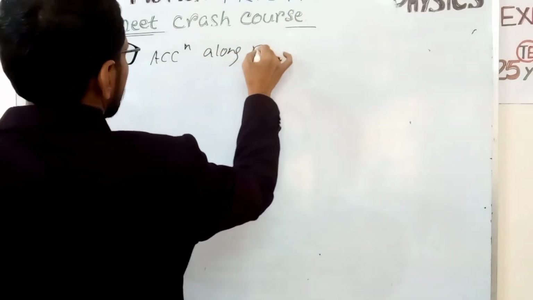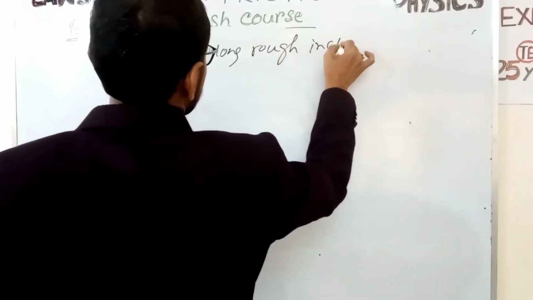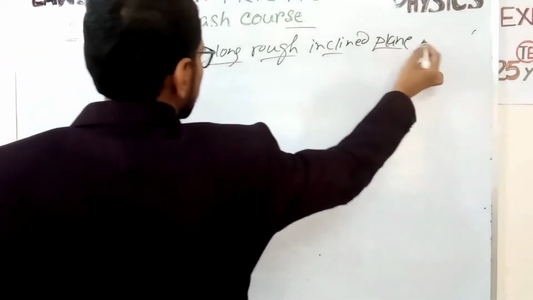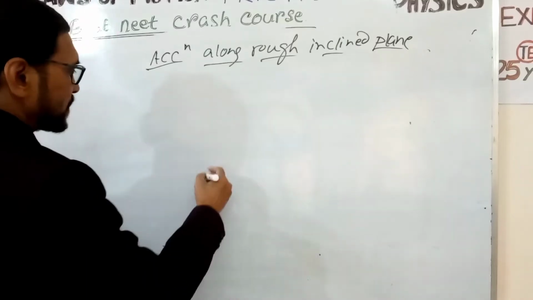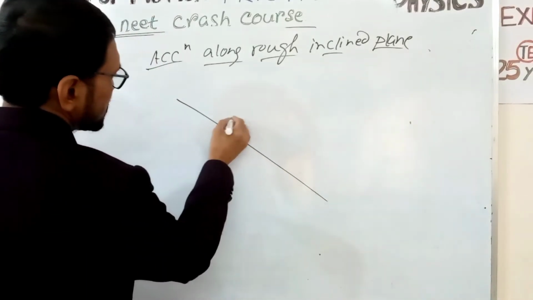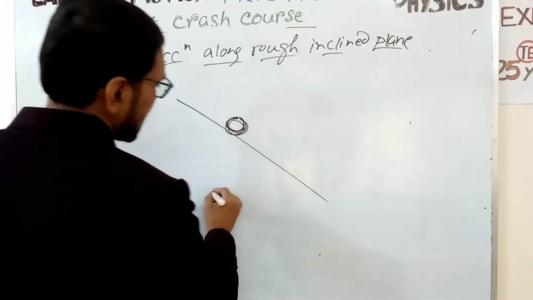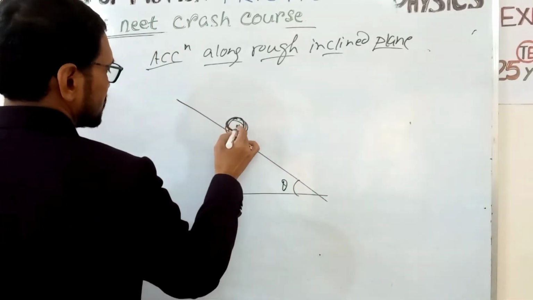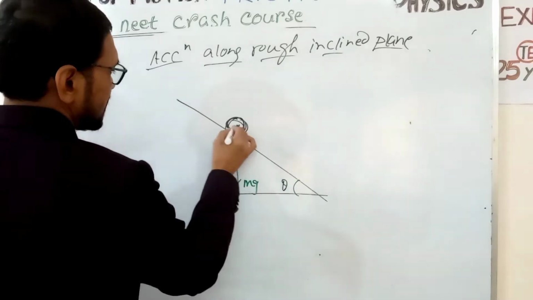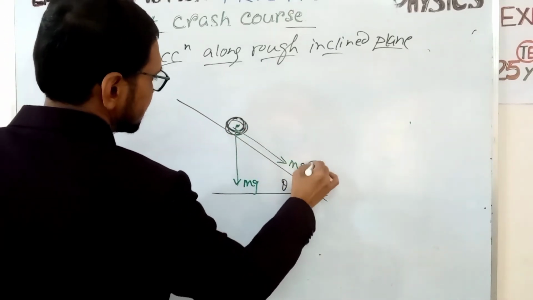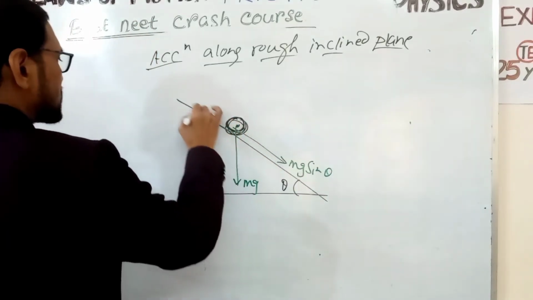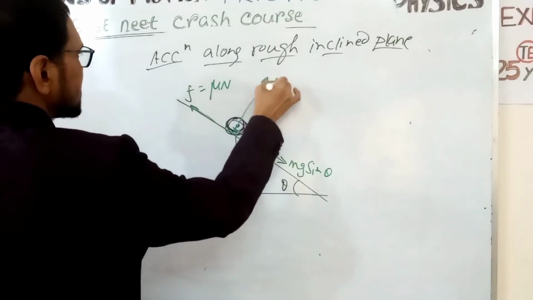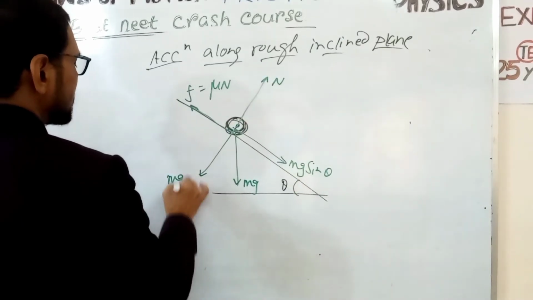Along a rough inclined plane, what is the acceleration? If a body is placed on a rough inclined plane, suppose this is theta, what forces act on this body? First, mg acts in this direction, with component mg sin theta along the incline, and the friction force acts in this direction. What is friction? Friction equals mu N. Here the normal force is in this direction, which is equal to mg cos theta.